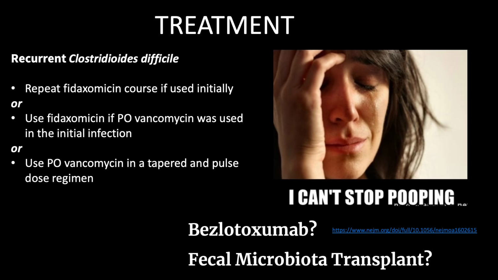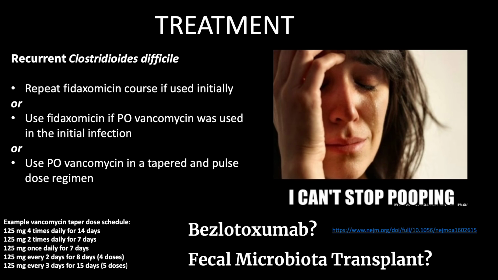If the patient has another episode of C. diff, the guidelines recommend different approaches. If the initial treatment was with fidaxomicin, they recommend to try again with the same course and duration of the fidaxomicin. If the initial treatment was with PO vancomycin, they recommend now using the fidaxomicin for the recurrence. Or if fidaxomicin is unavailable, you can use a PO vancomycin pulse dose taper, and I provided an example of the taper schedule dose that they used in the trial here at the bottom of the slide.